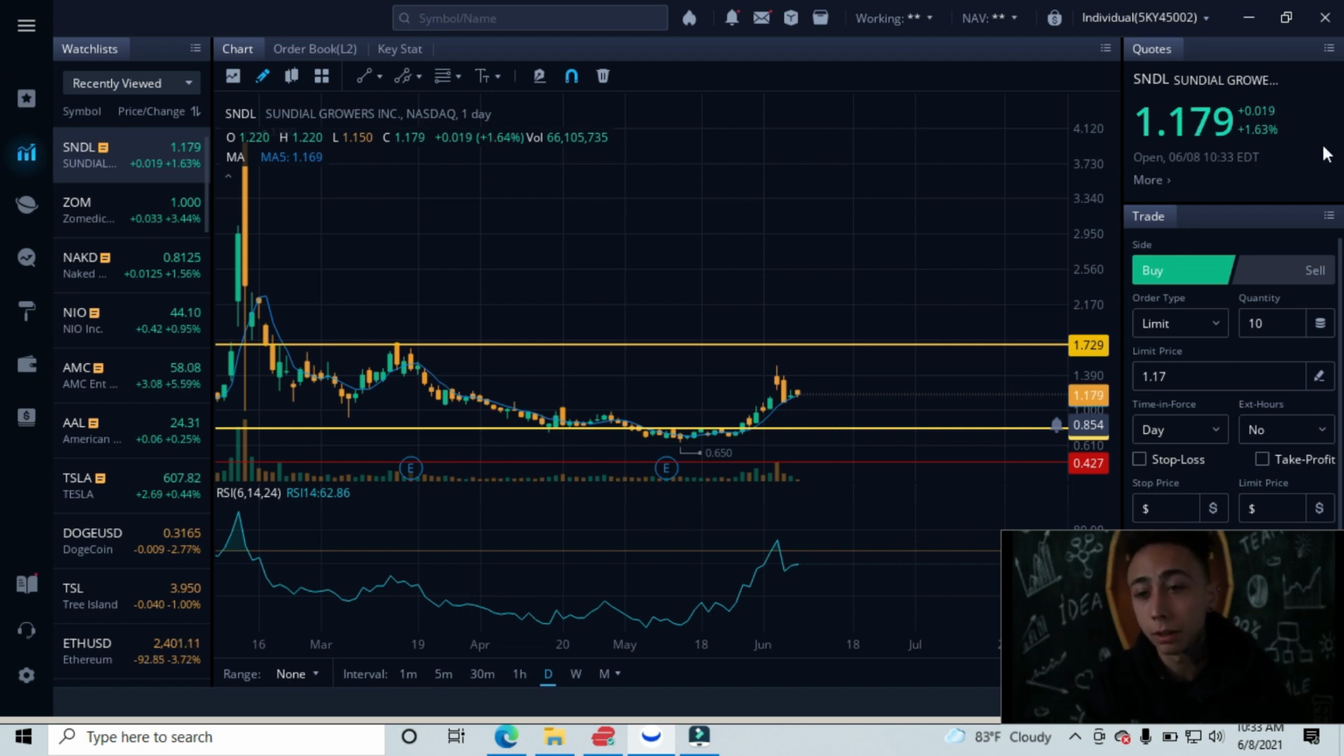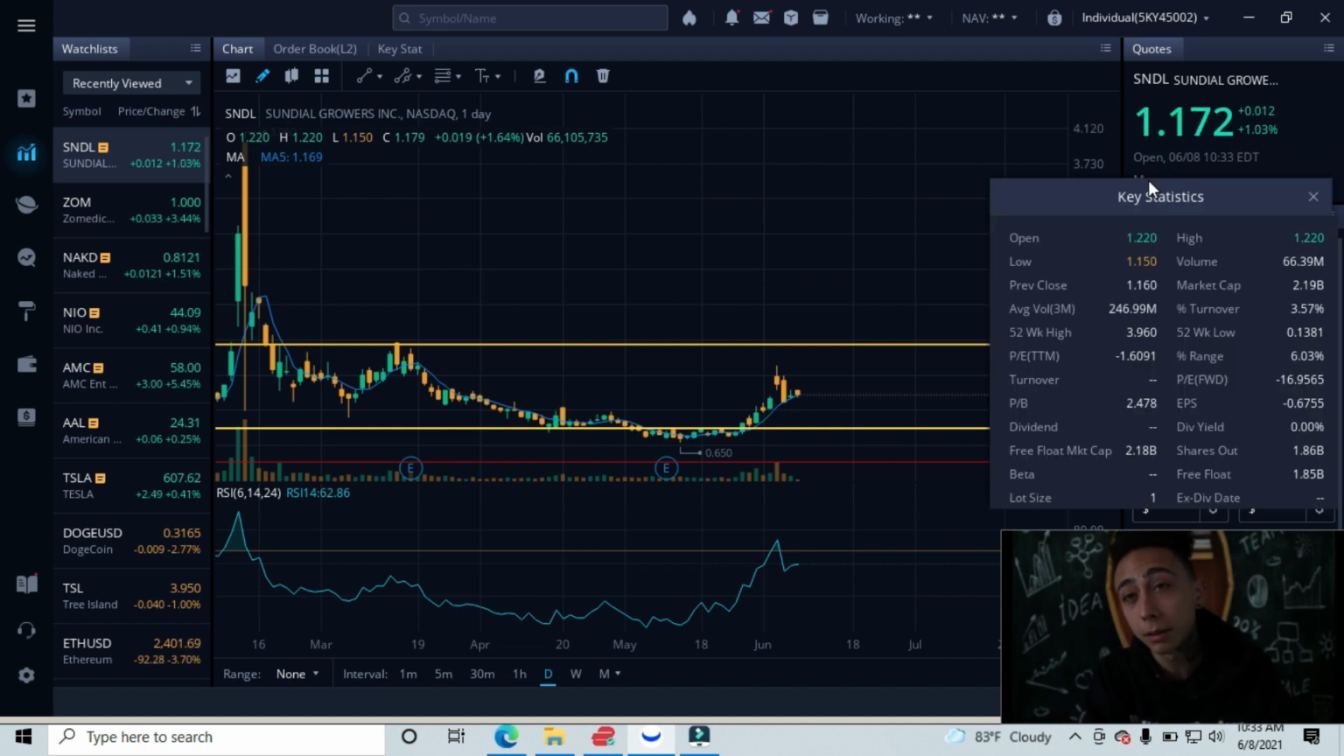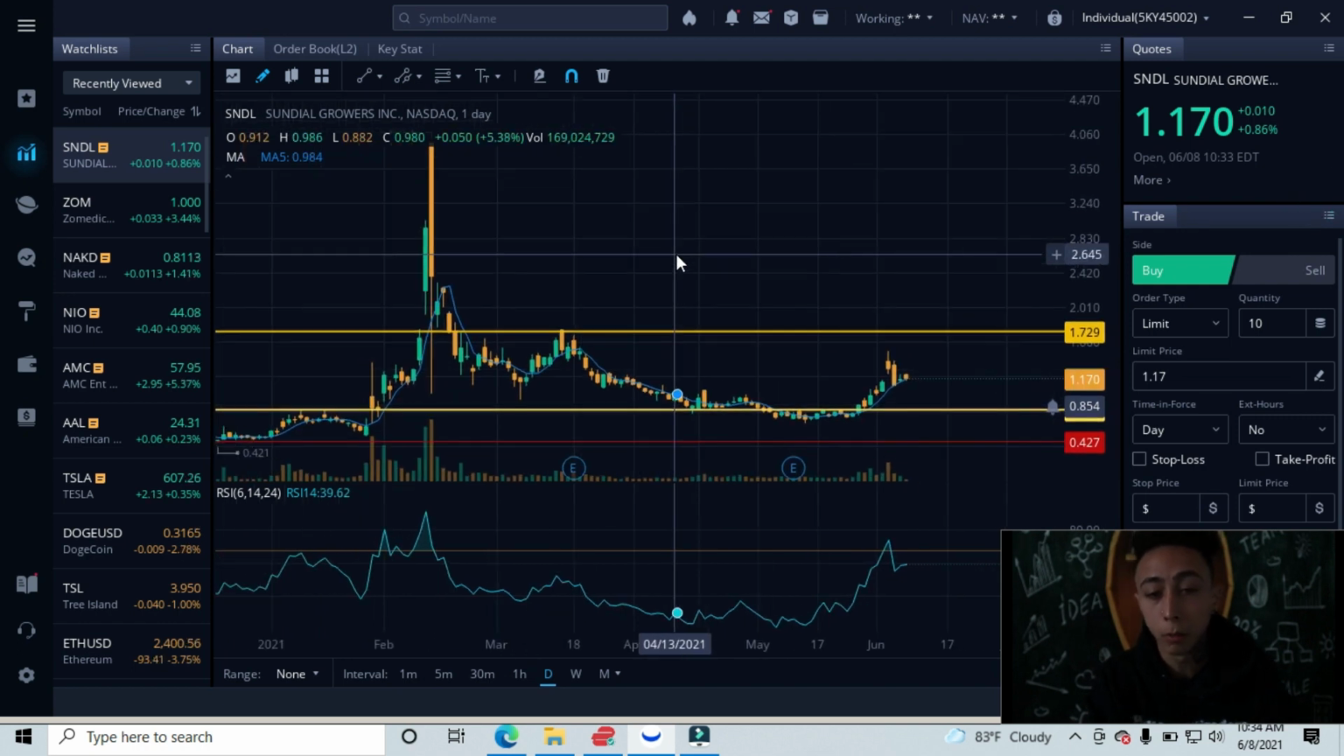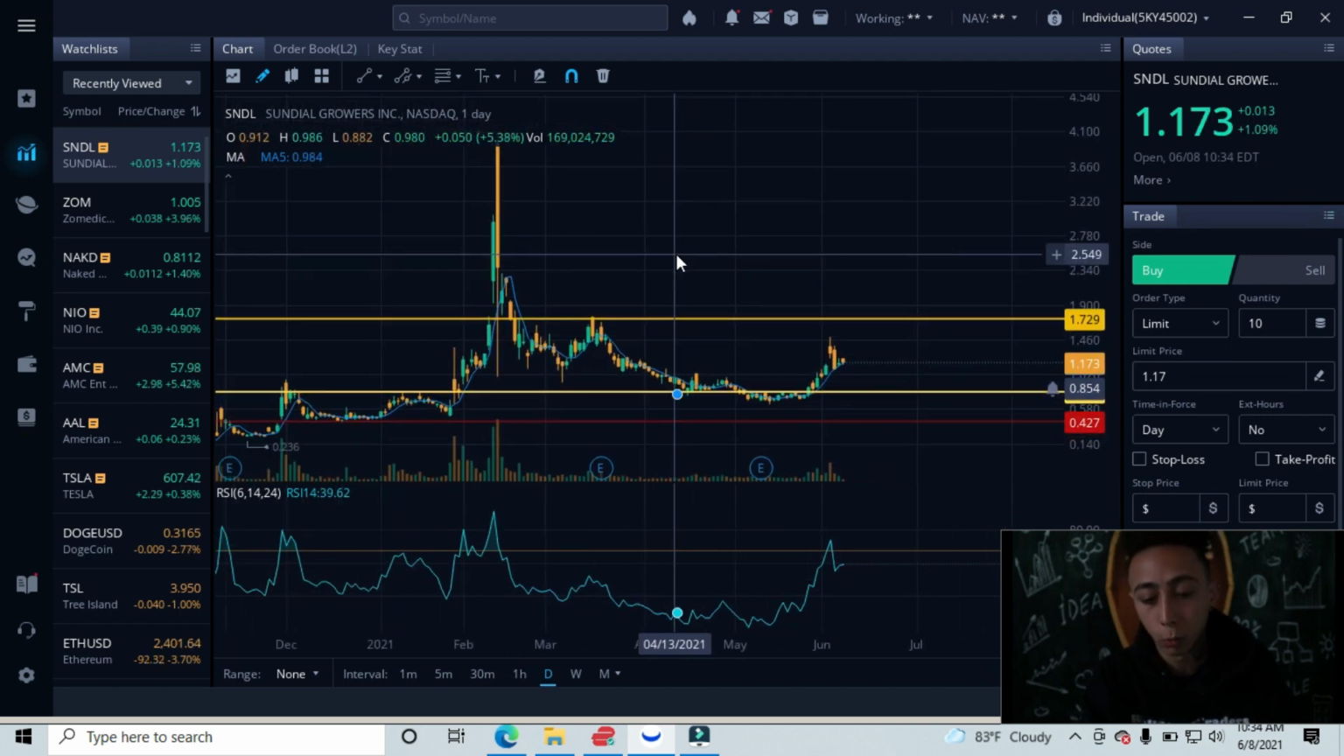So we're up nearly 1 or 2%. We're kind of fluctuating, and our volume is at 66 million, so that's not bad, you guys. It's above the 150,000 that we like to see. Let me first go over the support and resistance line, and then we'll get into more in depth on the candlesticks and more on where we're at, okay?